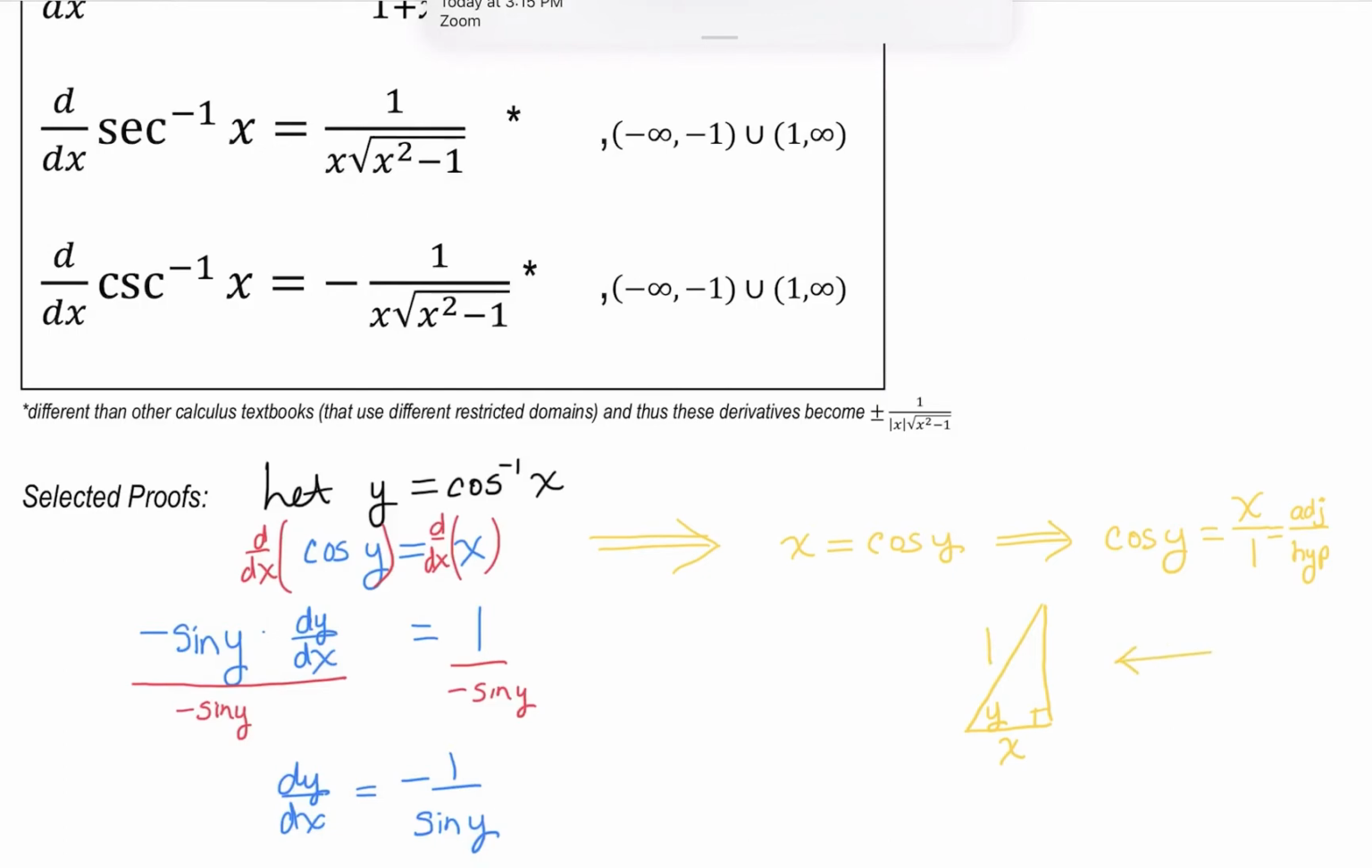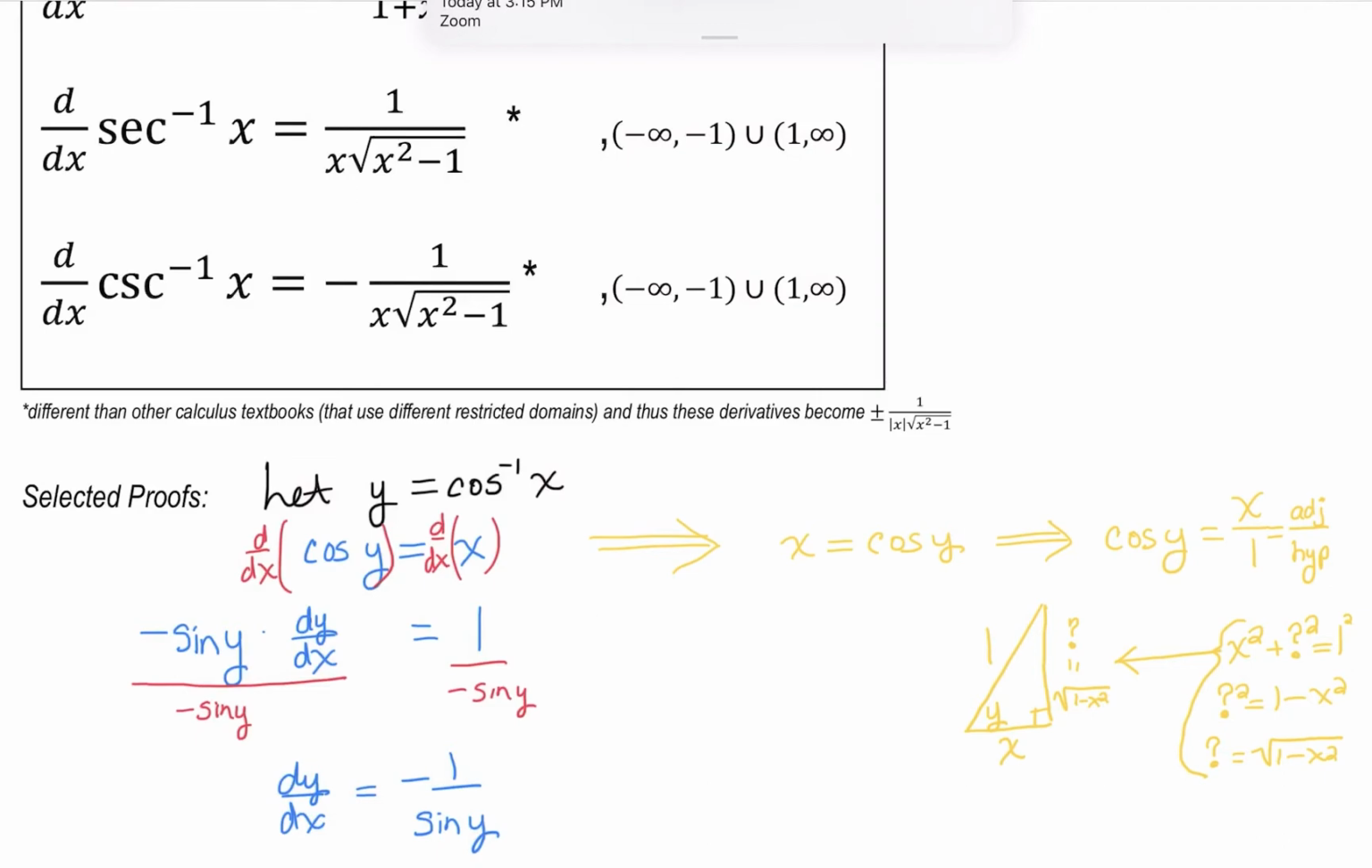And so in order to find the missing leg here, we would say, all right, well, x squared plus, I'm trying to find this leg right here, let's call it question mark, squared, is equal to 1 squared, or just 1. So I'm solving a little Pythagorean theorem here, so 1 minus x squared, and then I take my square roots, and of course that's going to tell me that this leg is going to be the square root of 1 minus x squared.